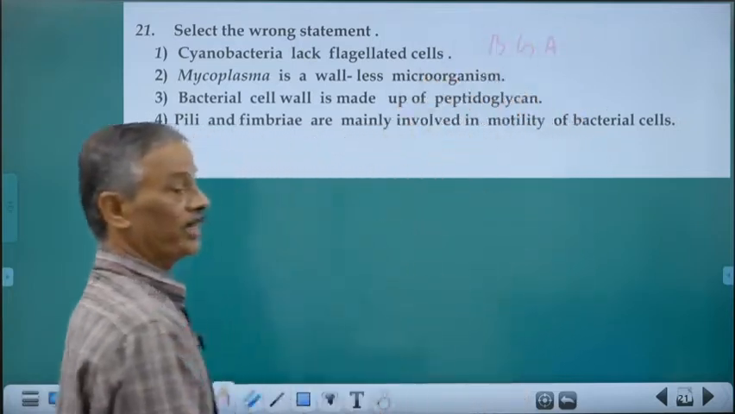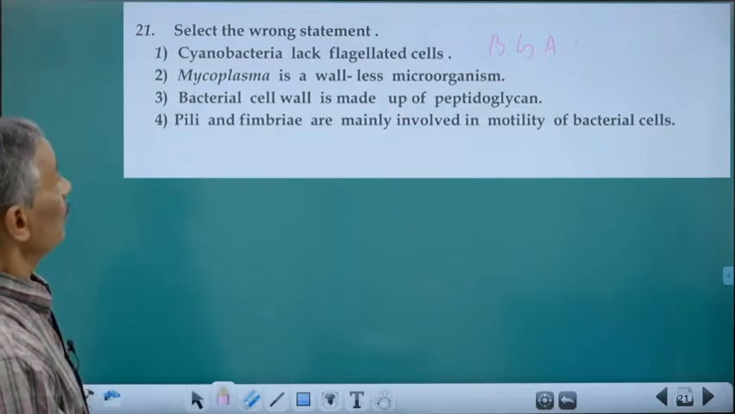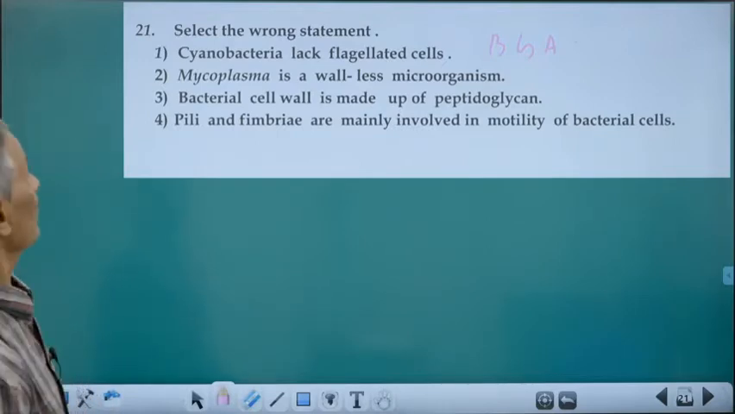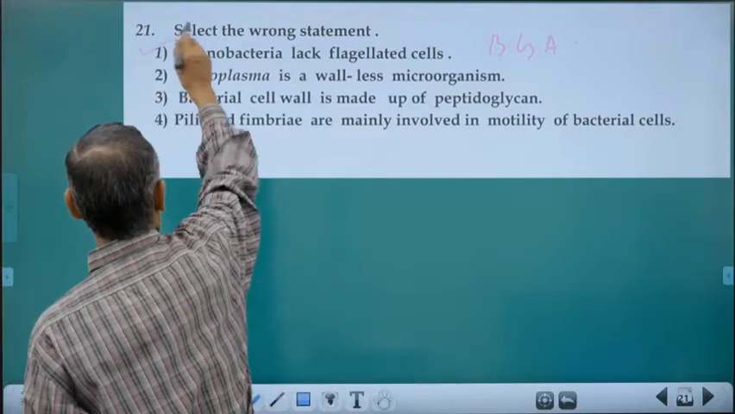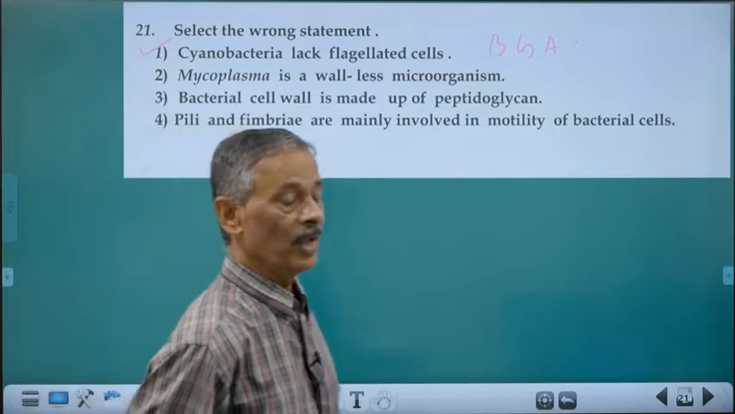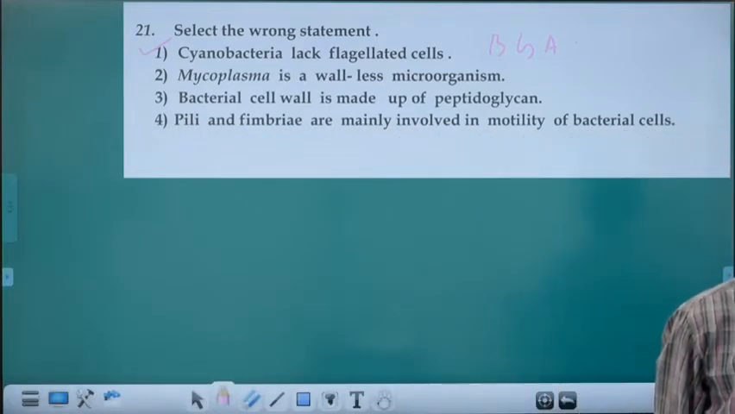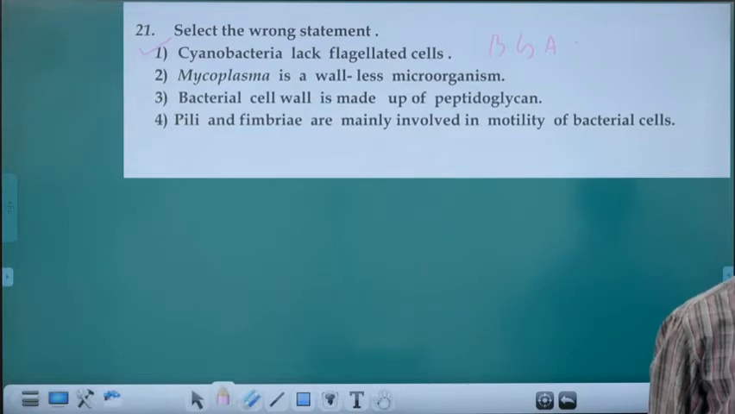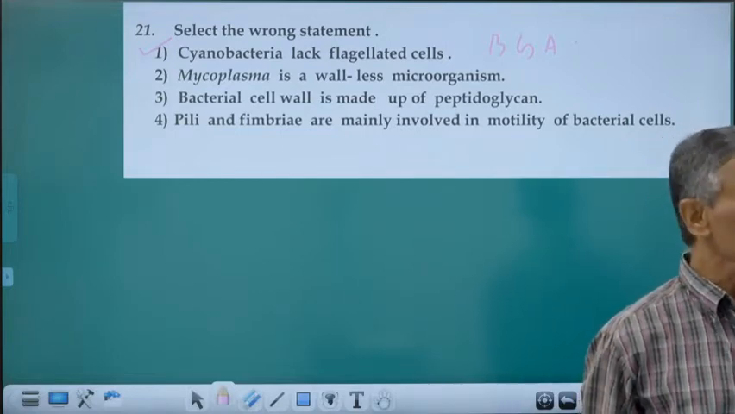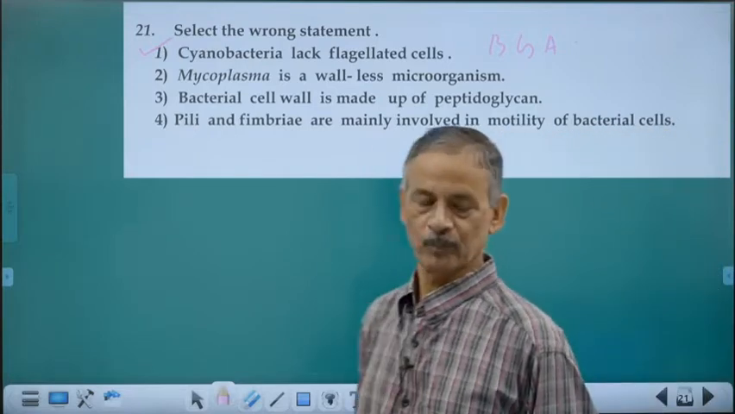Formerly blue-green algae, now cyanobacteria. They lack flagellated cells. That's a correct statement. Never will they have flagella. See, blue-green algae are different from other bacteria in the sense that they will be having only non-flagellated cells. Never do they reproduce sexually. Okay.